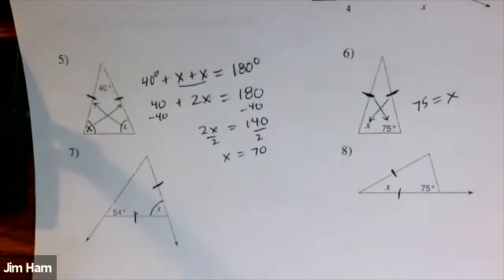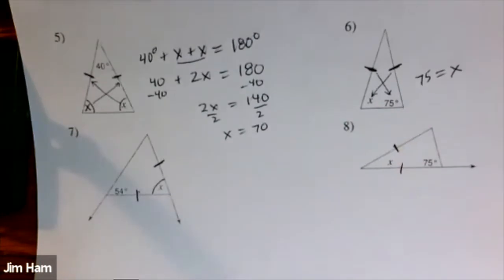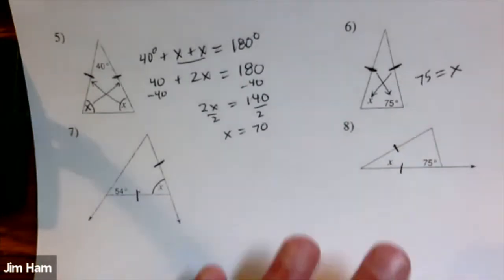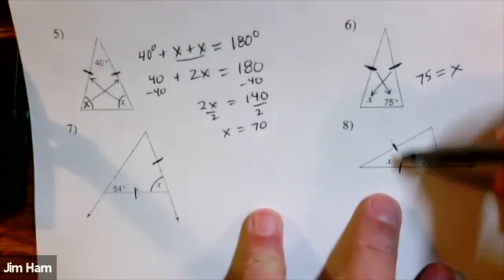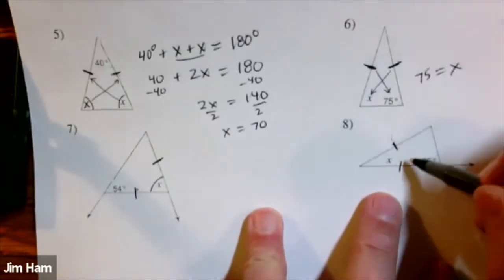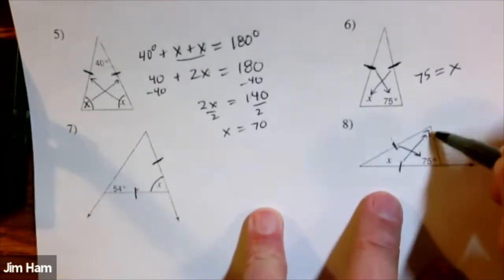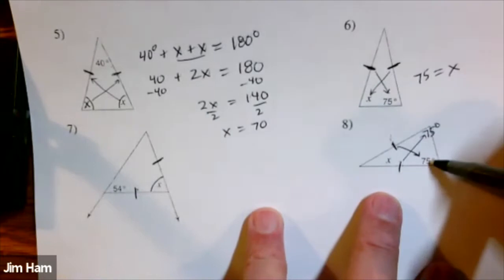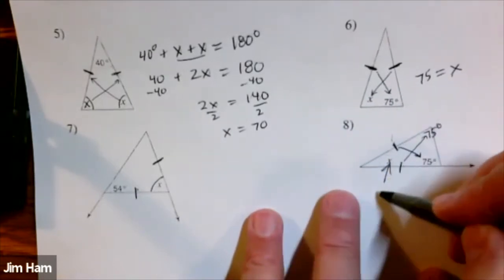Okay, well, let's move to number 8 now. Still have x and 75 in there, right? Different orientation. Okay, very good. Same idea that these two sides are the same. So if you look opposite, those two angles have to be the same. Well, we know this one's 75, so this one must be 75. 75 and 75 is 150, so the missing angle there must be 30 degrees.